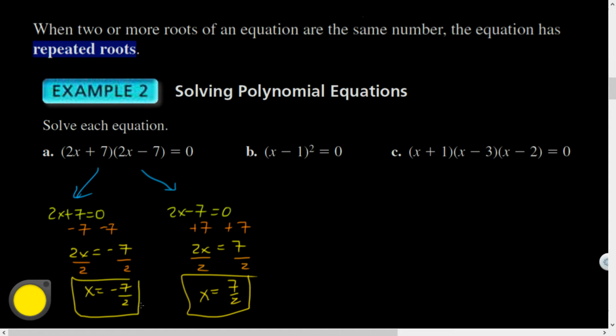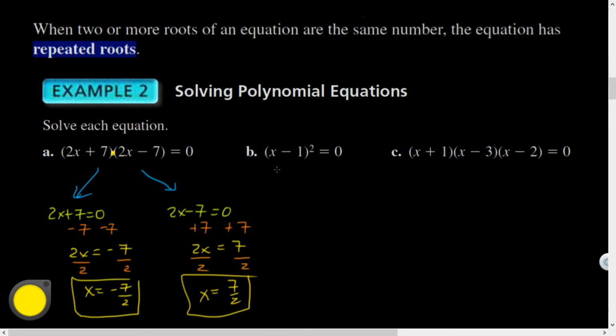Now, these weren't the same number. These were opposites. So these are not repeated roots, like I mentioned up here. But I just want to point out, even when there was like a number in front of the x, or these were a little bit more complicated, the idea was I've got the product of two numbers equaling 0, these big numbers, whatever they are, and I just break it up into two cases. Either the first number was 0 or the second number was 0.